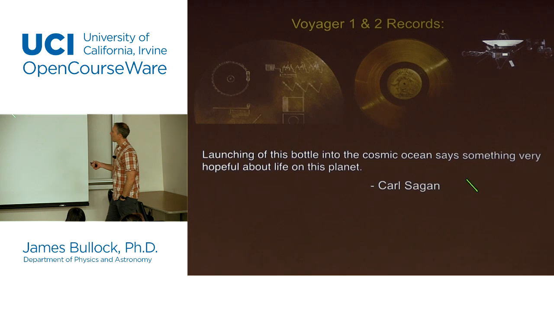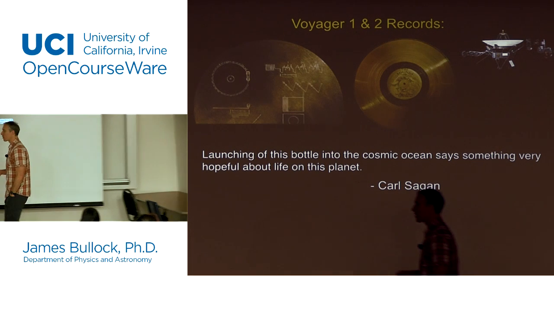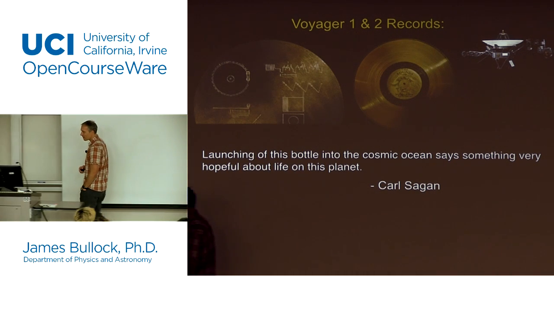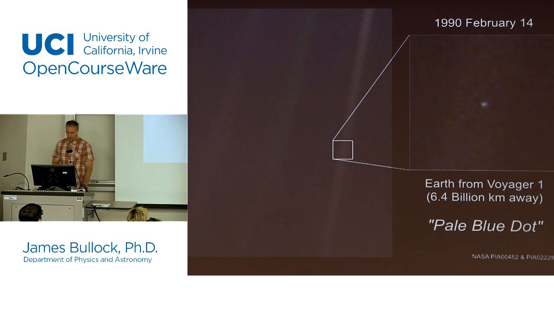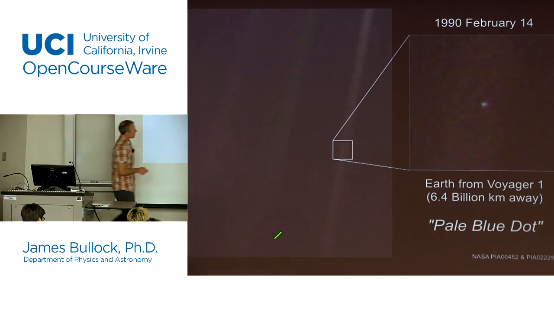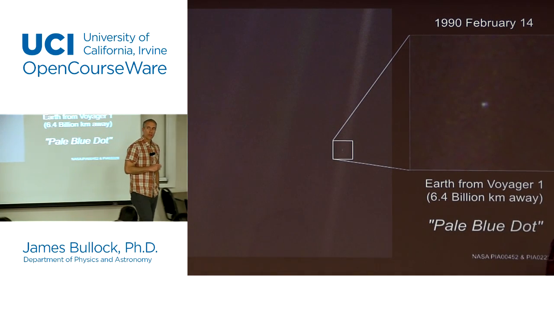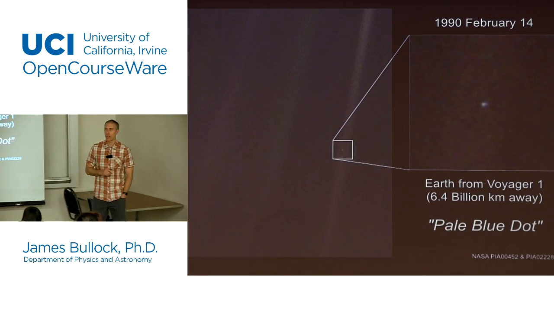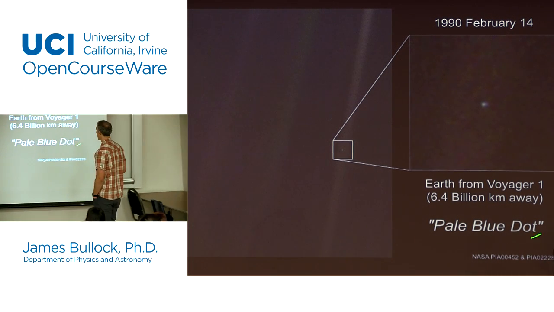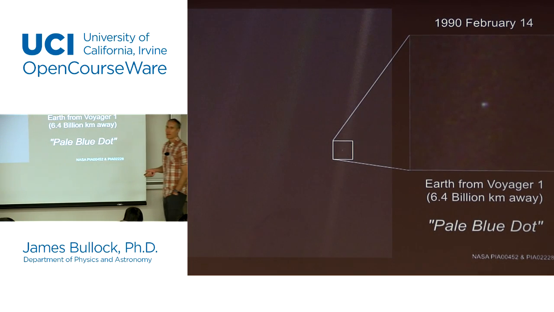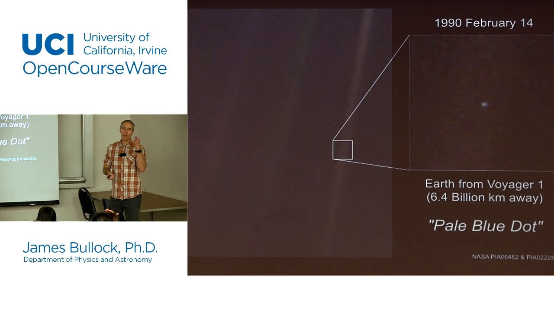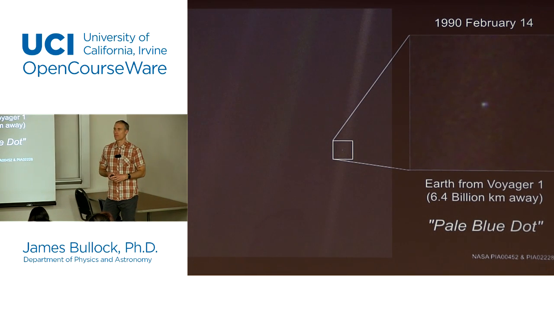I want to close actually with a quote from Carl Sagan that has to do with this picture right here. So this is a picture of the Earth taken by the Voyager 1 spacecraft. And this picture of Earth was the first one that was really a distant image of our home planet that was taken from the outer solar system.